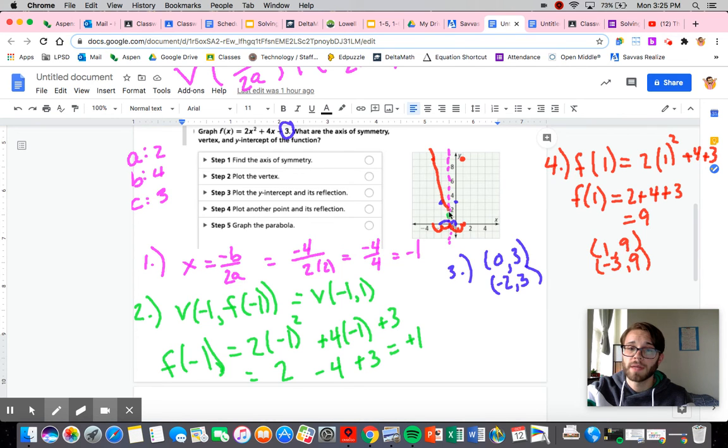And try to make it as rounded as possible. Try not to make it too V-shaped.